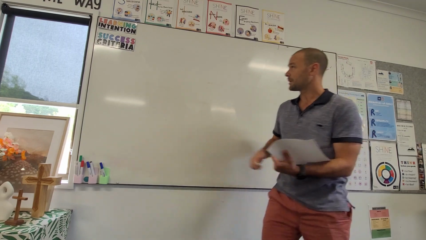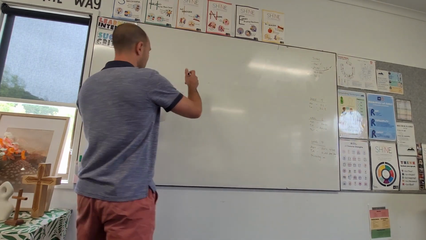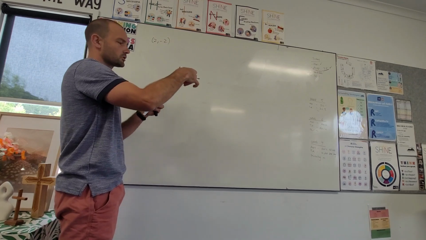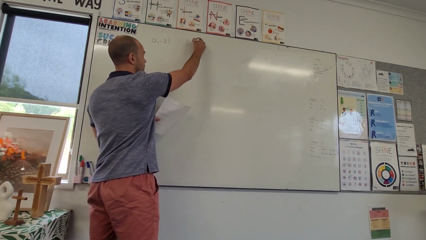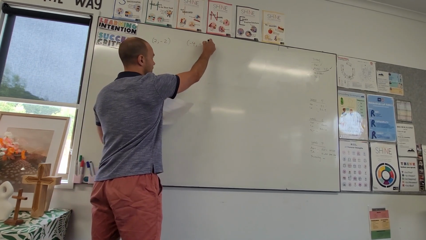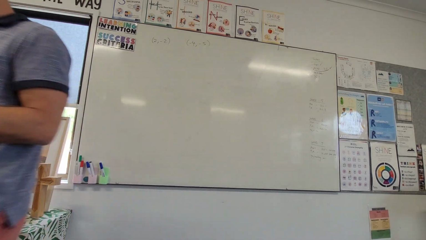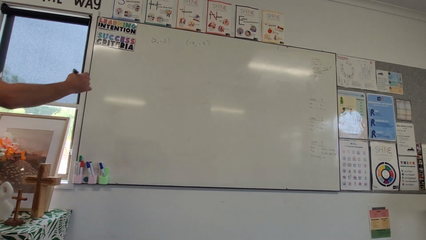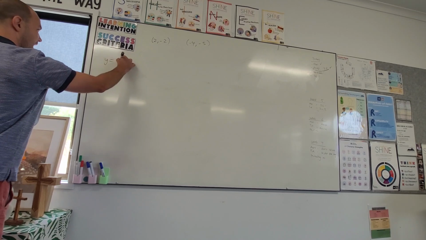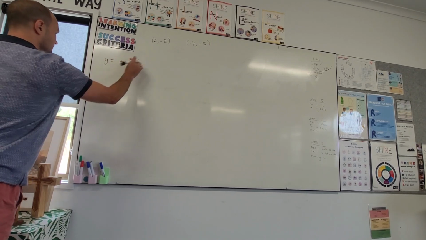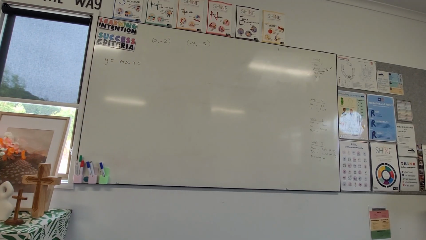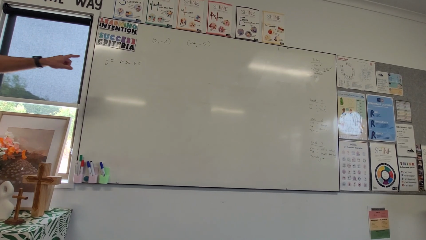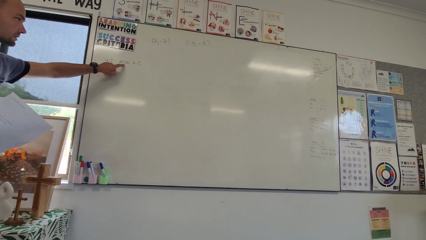So let's get started. We have find the equation of a line passing through the points. We have x is 2, y is minus 2, and we have x is minus 4, y is minus 5. So we have two coordinates. Determine the equation of a line passing through them. So the equation of a line is y equals mx plus c. That means we need to find m. We need to find the slope.